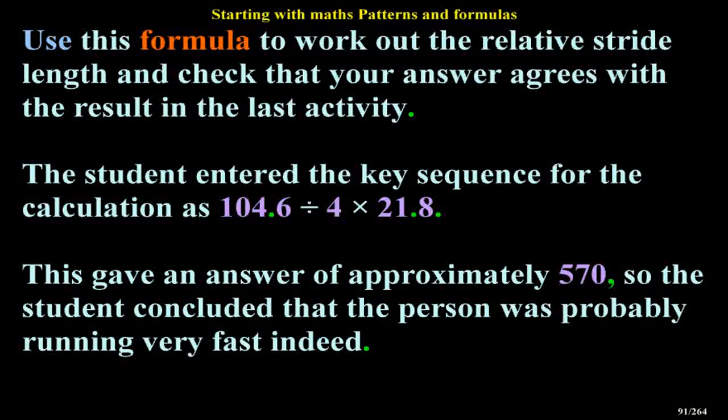The student entered the key sequence for the calculation as 104.6 divided by 4 times 21.8. This gave an answer of approximately 570, so the student concluded that the person was probably running very fast indeed. Can you explain where the student made his mistake?